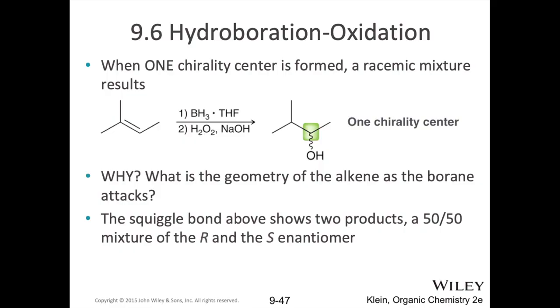So if you wind up making a product with a chiral center, because your boron can add that alkyl group to either side of it, or the boron adds onto either side of that alkyl group, you can wind up with a racemic product.